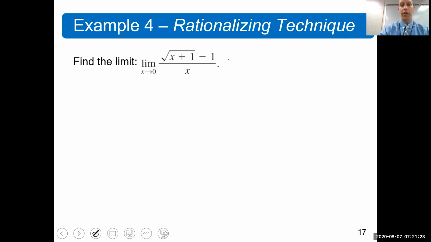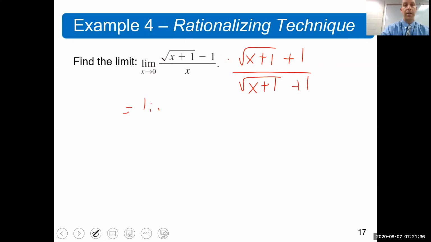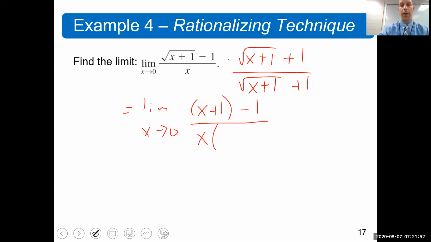So what I'm going to do is I'm going to multiply by the conjugate of the numerator, which is the square root of x plus 1 plus 1. And I've got to do the same thing on the bottom, right? So whatever I multiply on the top, I'm going to multiply by the bottom. So this is going to give me the limit as x goes to 0. Now, when you FOIL the numerator, you're going to get the quantity x plus 1, and then minus 1 on the top. And on the bottom, you're going to get x times the quantity, the square root of x plus 1 plus 1. This is a plus 1.